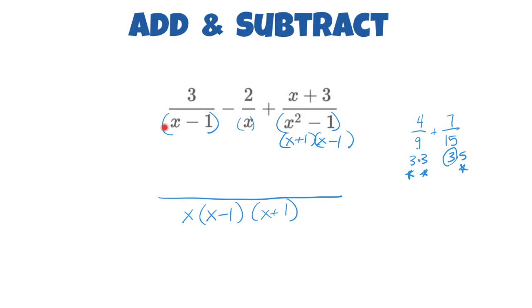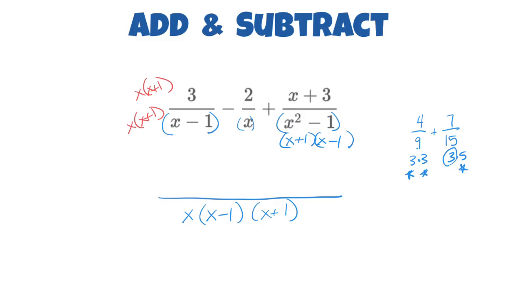So let's go look over here. If I want this for a denominator, what is this denominator missing? Well, it's missing the x, and it's missing an x plus 1. So that's what I have to multiply by, an x times x plus 1. And I'm going to do it on the top. I'm going to do it on the bottom.